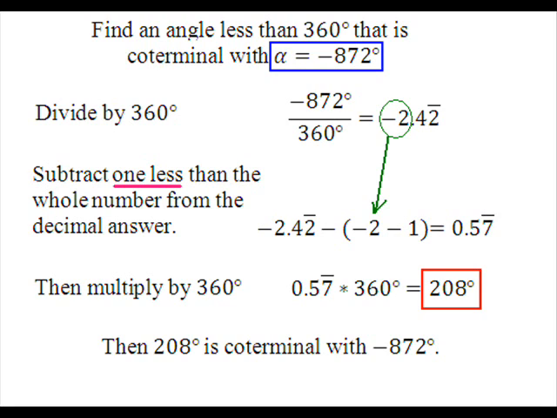Next, subtract 1 less than the whole number, including its sign, from the decimal number. So we're subtracting negative 2 minus 1. This is the part most people get hung up on. Simply drop the decimal from the number, keep the sign, subtract 1, and then subtract this from the full decimal. You'll notice you'll essentially be adding 3 to your decimal number. Here we get the number 0.57 repeating. Now multiply this by 360 and you get 208 degrees. So 208 is coterminal with minus 872 degrees.